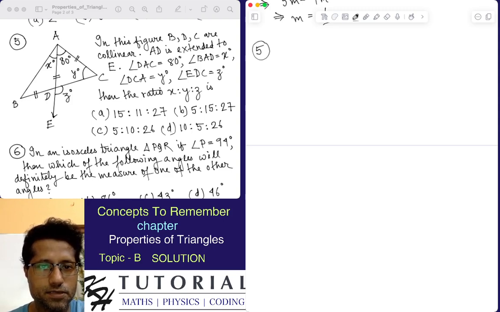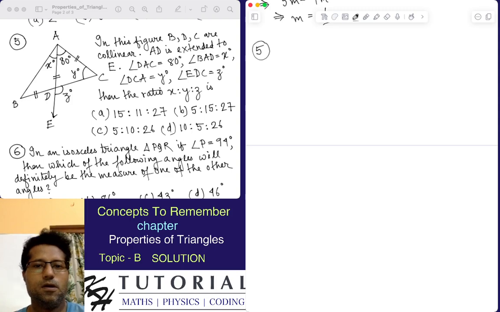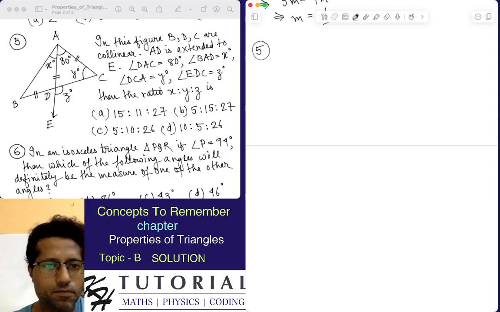Angle DAC is 80 degrees. Angle BAD is x degrees, and angle DCA is y degrees. Angle EDC is z degrees. Then the ratio x is to y is to z is. So we have to find basically all the angles x, y, and z. So we have the initial triangle. The big triangle is ABC, and D is a point on the side BC, and then it has created the line segment AD, which has been produced to E.